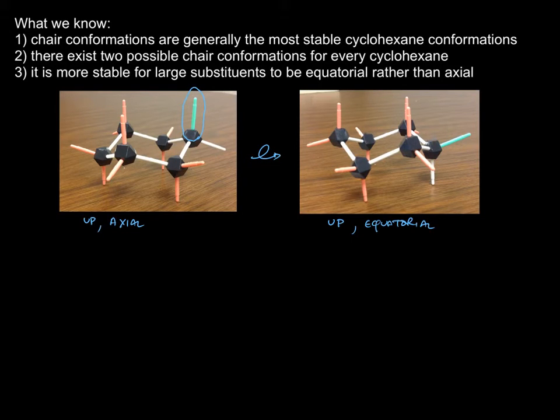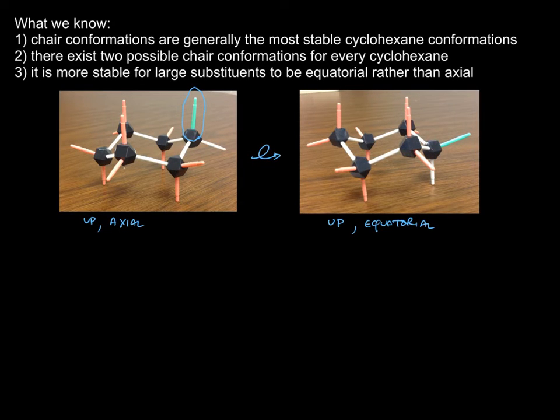This is what we see when we do a ring flip: you take one structure and flip it to the other ring flip. What's up stays up, what's down stays down, but what's equatorial becomes axial and what's axial becomes equatorial. So let's practice drawing this out the way that we would in class, since we're not usually just going to have pictures.